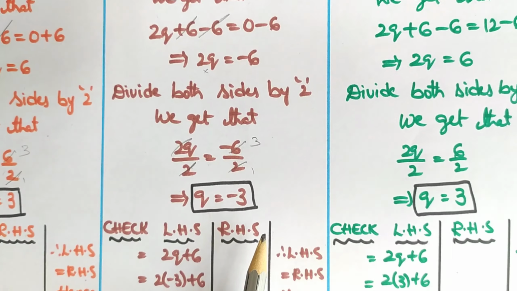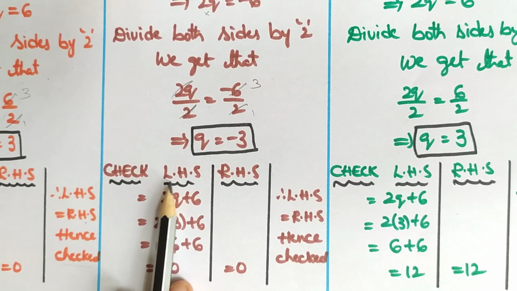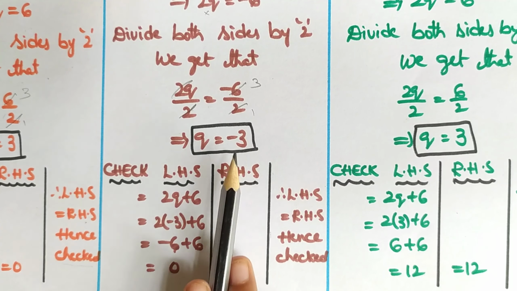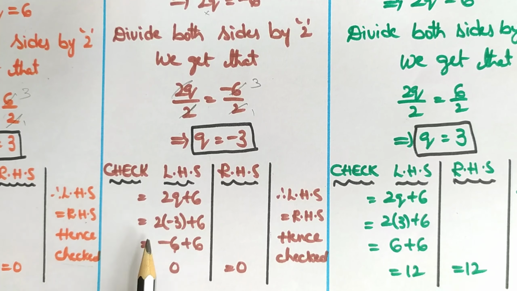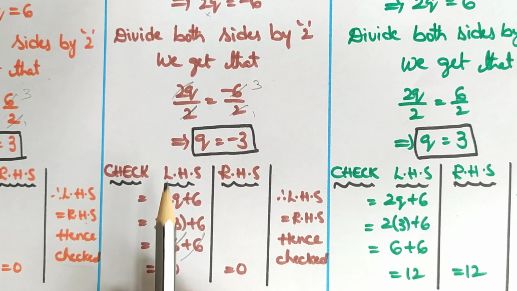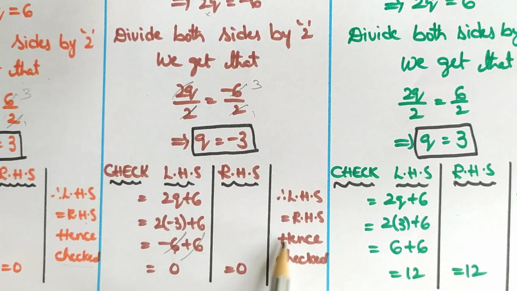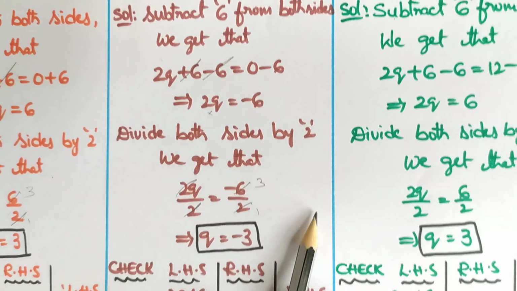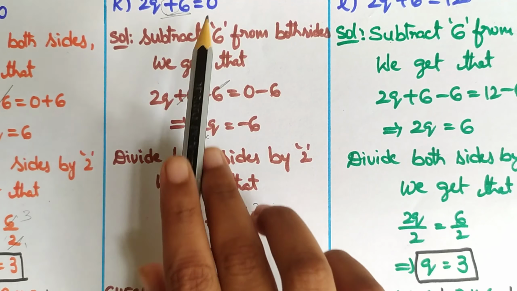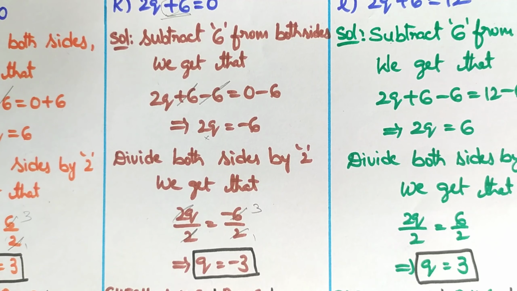Now let us check whether q is equal to minus 3 or not. Check. LHS is 2q plus 6, RHS is 0. LHS is 2q plus 6, where q is equal to minus 3. So 2 into q is 2 into minus 3 plus 6. 2 into minus 3 is minus 6 plus 6. Here minus 6 plus 6 get cancelled, and the answer is 0. LHS is 0, RHS is 0, where LHS is equal to RHS, hence checked. So q is equal to minus 3. 2q plus 6 is equal to 0, where q is equal to minus 3 is the right answer for this K bit.